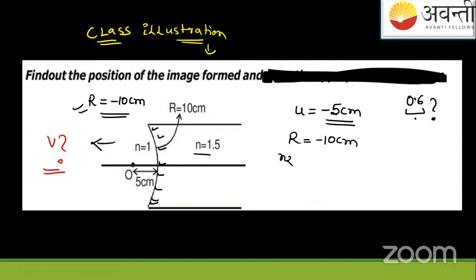Is the answer 0.6 or not? And N2 is how much? 1.5 here. So see, you can note down the solution as I'm solving here, okay? Side by side. N1 is what? 1 here. Clear? Find the answer. Simple. Find the V value. Apply this in the formula.